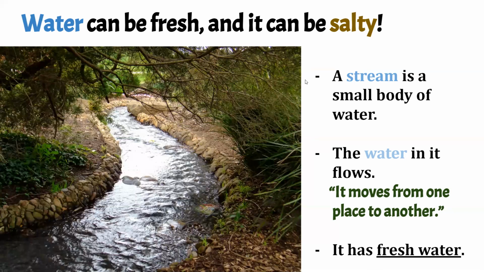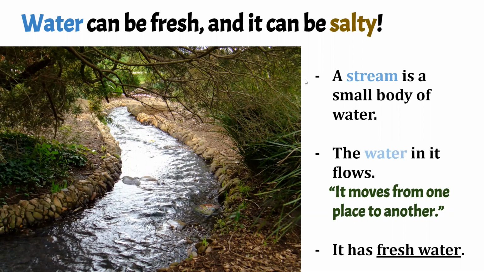So what is a stream? It is a small body of water. When you see the word small, connect it to the word stream, okay? Stream, small. Small what? Small body of water, because we have different bodies of water, as you can see on page 226. And also, you have to know that we have streams, rivers, lakes, seas, oceans, and so on, okay?